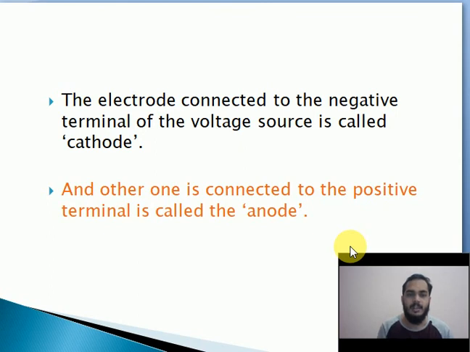The electrode connected to the negative terminal of the voltage source is called the cathode, and the other one, connected to the positive terminal, is called the anode. Here two words are mentioned, cathode and anode.